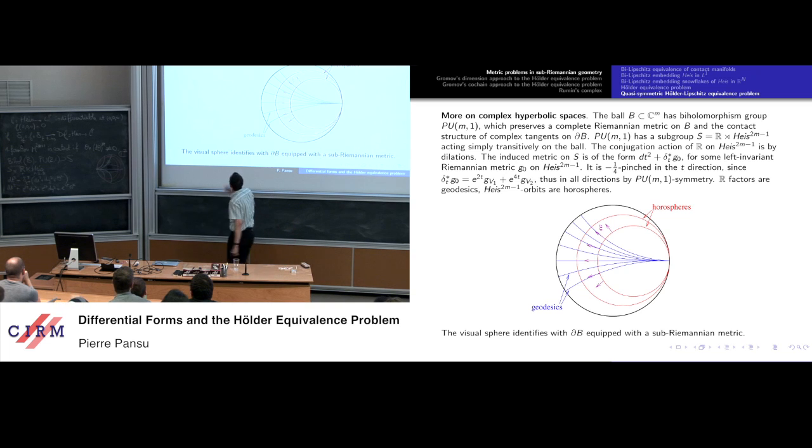So you see what I call a complex hyperbolic plane. It's the ball in C2 equipped with what people sometimes call its Bergman metric, the natural metric invariant under this whole biholomorphism group. It's a nice space.